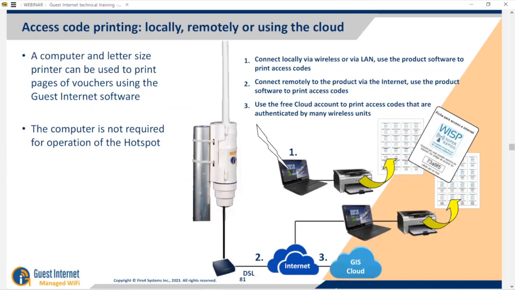Now, access code printing is available locally. We can connect to the guest internet gateway, a wireless device or gateway device, and we can generate and print codes that are used only for that device. We can also log into our cloud account, add that device to the cloud account, and generate codes and print codes from the cloud account.